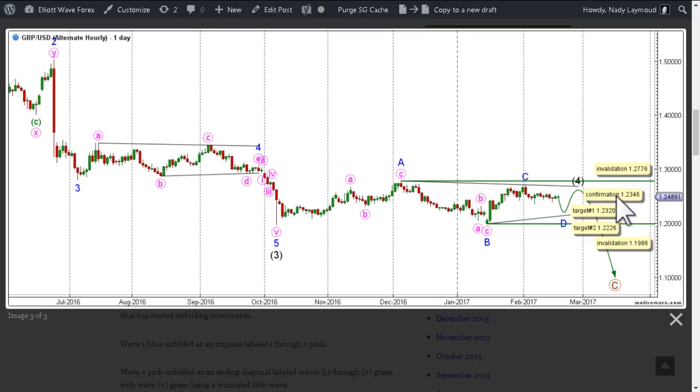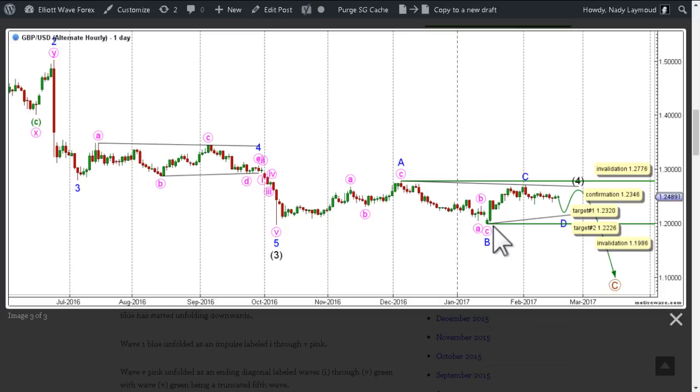This count would be confirmed by movement below 1.2346, and we have two targets for the completion of wave D blue. The first target is 1.2320, as at that level wave D blue would reach 50% of wave B blue, and the second target is at 1.2226, as at that level wave D blue would reach 0.618 of wave B blue.